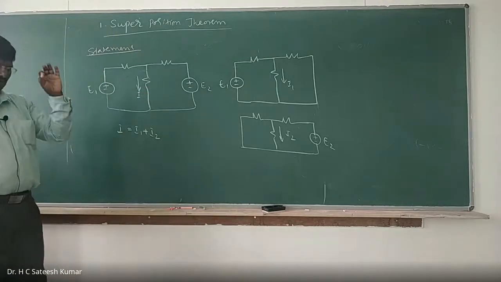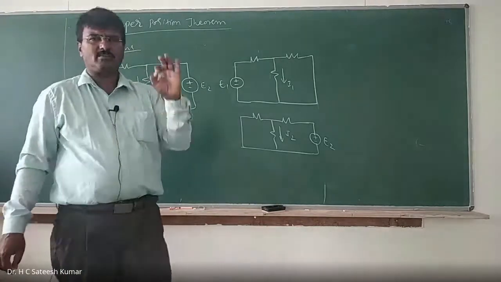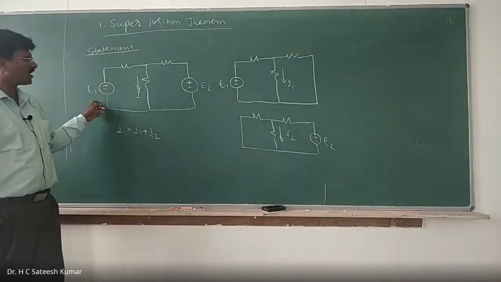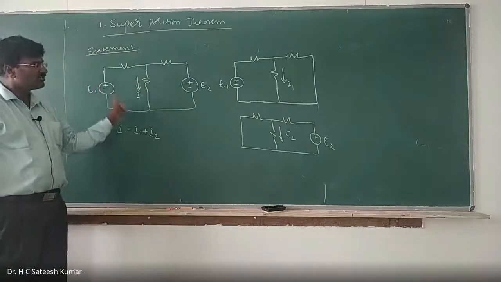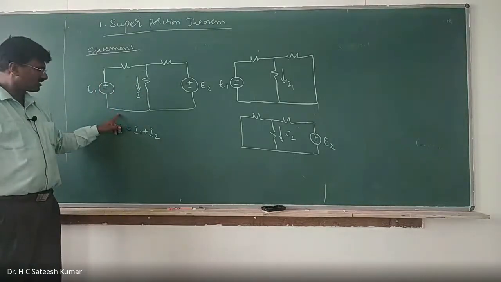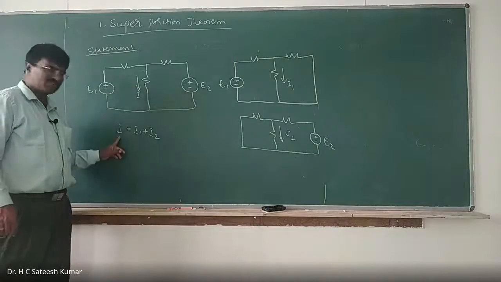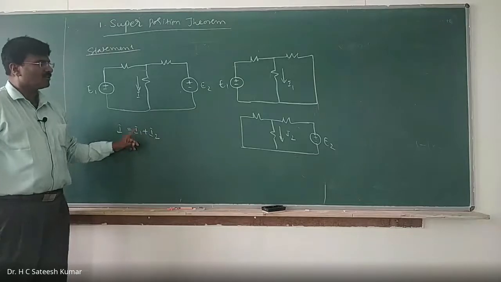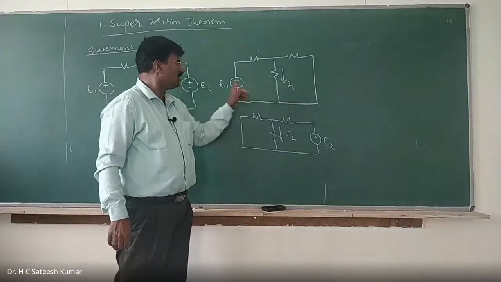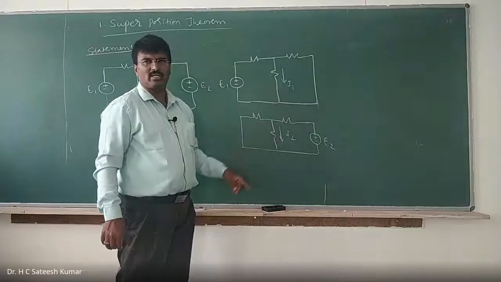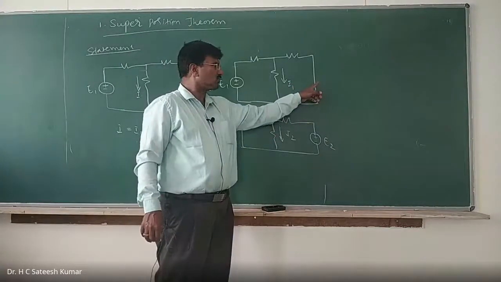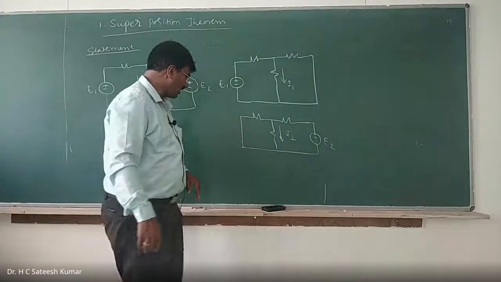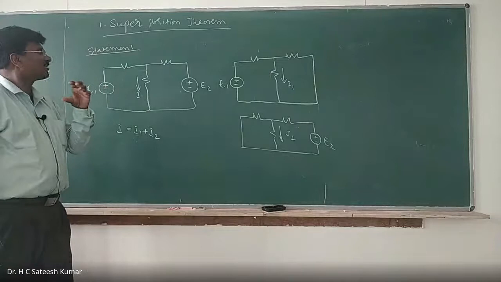According to this theorem, in any linear bilateral multi-source network, the response in any branch due to a number of sources acting simultaneously is equal to the sum of the responses when they are acting individually. When they are acting individually, the other sources are made zero. Voltage sources are made zero by short circuiting, and current sources are made zero by open circuiting, right? This is the statement of the superposition theorem.